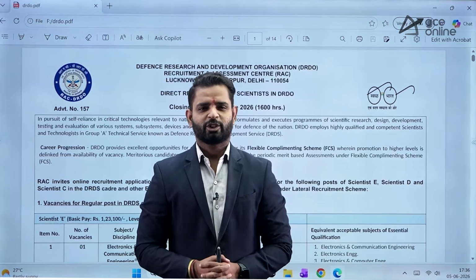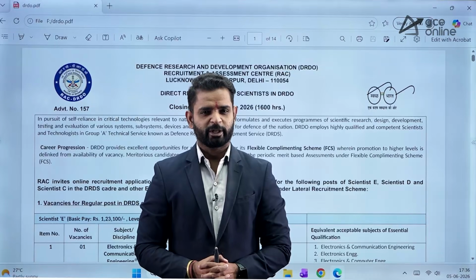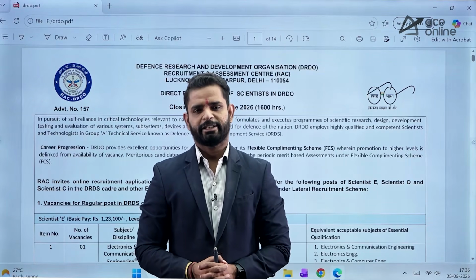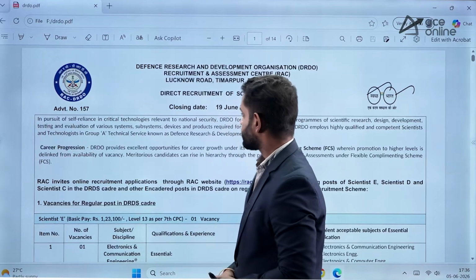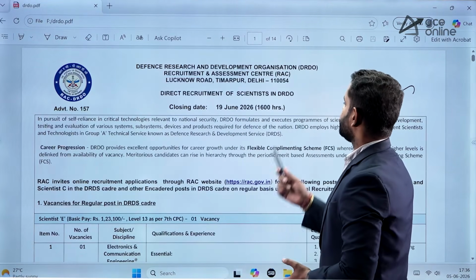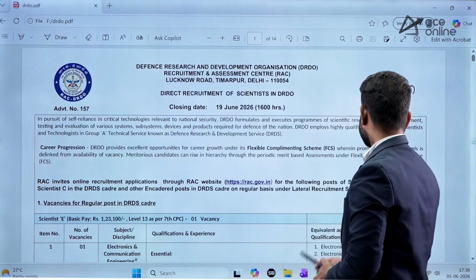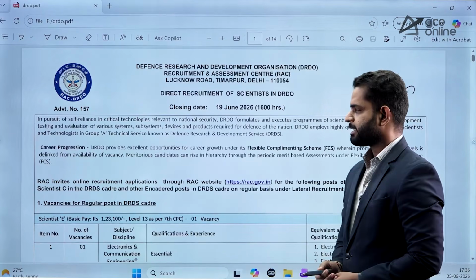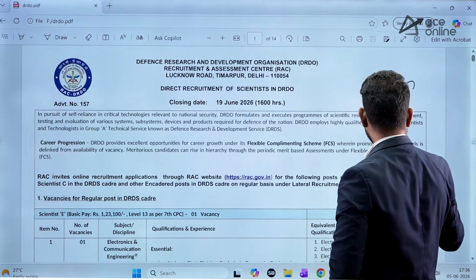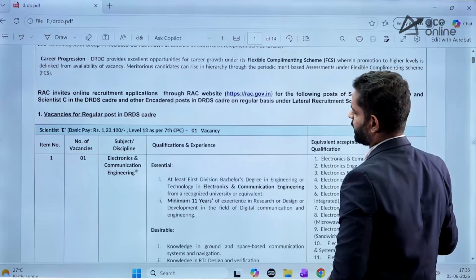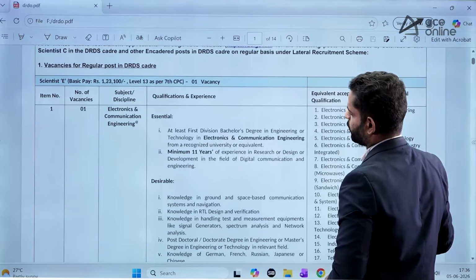In this particular video, we will see the most important recruitment PDF uploaded by the DRDO, Defence Research and Development Organisation, inviting applications for the post of Scientist: Scientist E, Scientist D, and Scientist C category in DRDS cadre. So let's see what are the most important details uploaded by the DRDO in this important PDF.